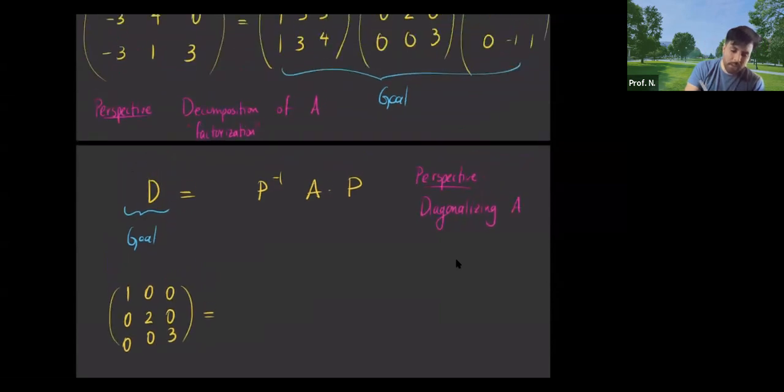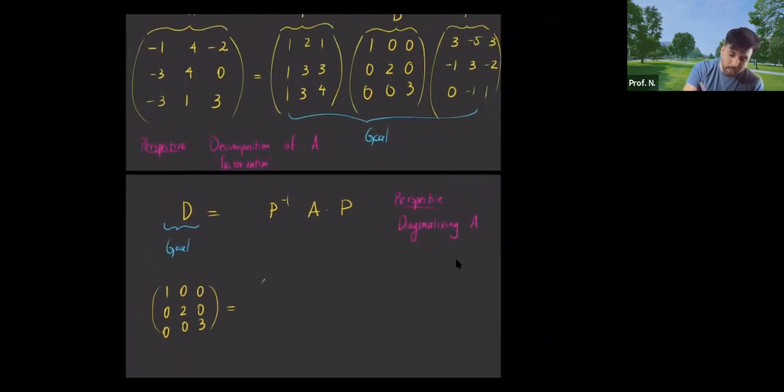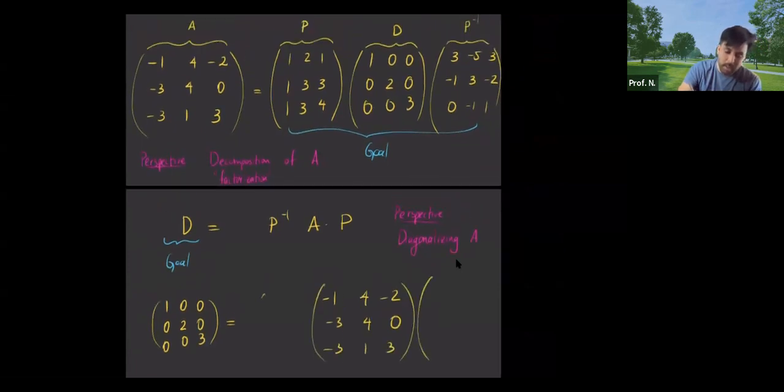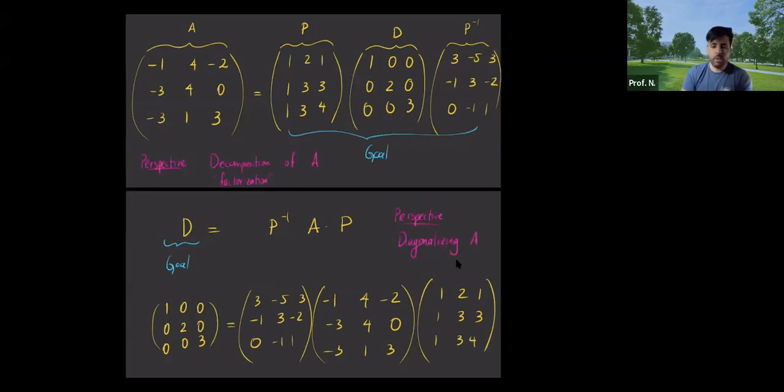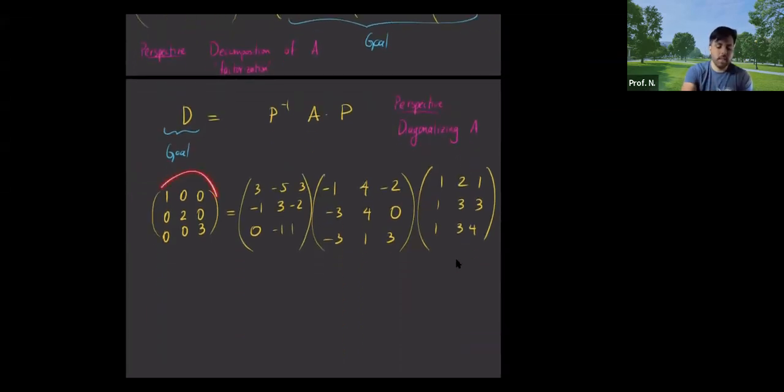So in this perspective here, we're actually saying, hey, if I were to multiply A, which is -1, 4, -2, -3, 4, 0, -3, 1, 3, if I take this matrix and I multiply on one side by P, which is 1, 2, 1, 1, 3, 3, 1, 3, 4, and I multiply it by this matrix, 3, negative 5, 3, negative 1, 3, negative 2, 0, negative 1, 1, then I get the diagonal matrix 1, 2, 3, which is not just diagonal, the diagonal entries are the eigenvalues. Is that understood?